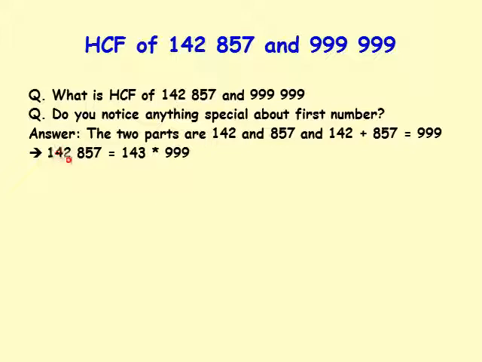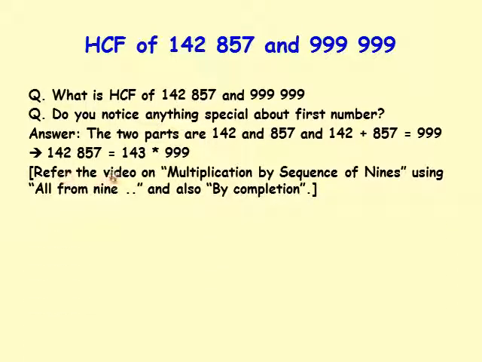That means this number is a multiple of 999, and we obtained this number by multiplying 143 by 999. How do we know that? Refer to the video on multiplication by sequence of 9s. We used that topic twice, once in using all from 9 and also in subtraction by completion. So 142857 is 143 times 999.